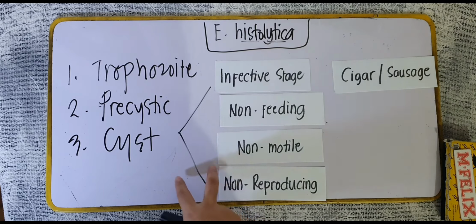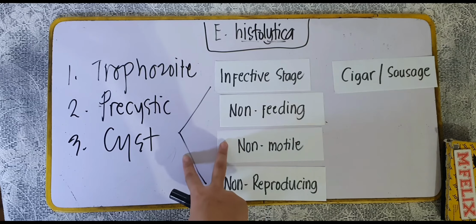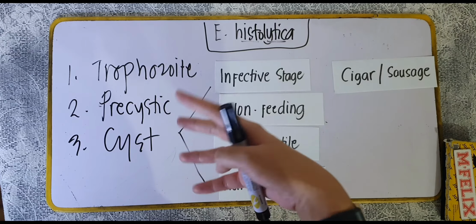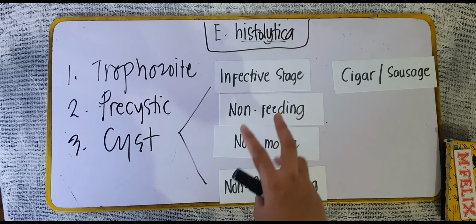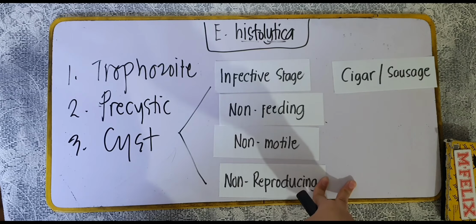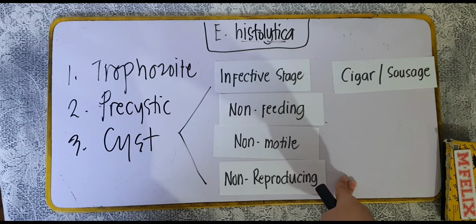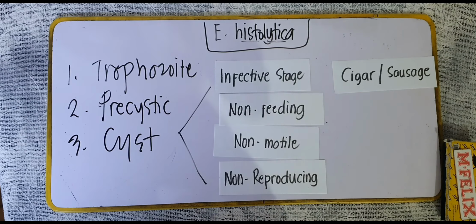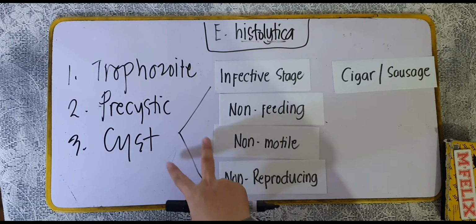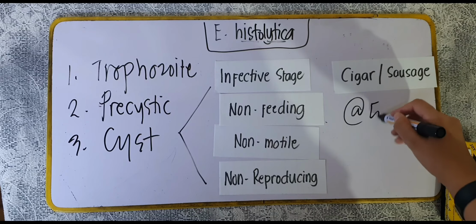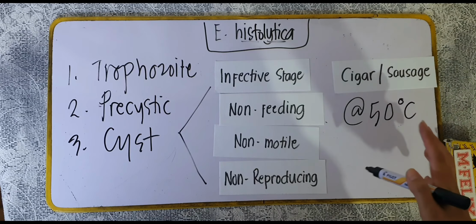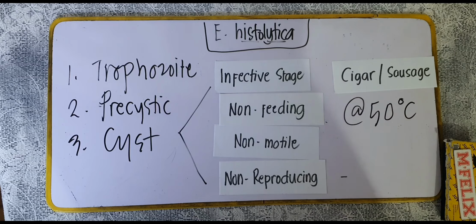Now, your cyst of E. histolytica can optimally grow at 37 degrees Celsius and a pH of 7, making them very resistant to urine samples. But take note, class, that these cysts have a thermal death point at 50 degrees Celsius. That is their thermal death point.